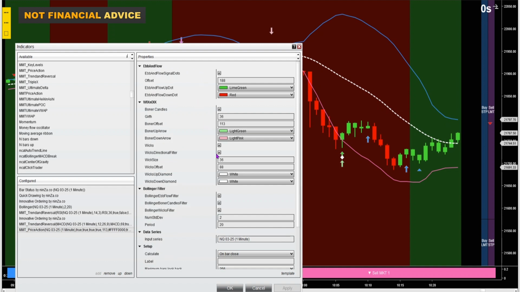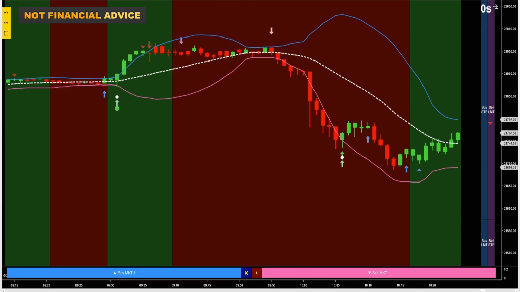For the price action, got the ebb and flow on, got the boner candles on, got the wicks on, directional filter is on for the wicks. All 3 Bollinger filters are turned on. Standard deviation 2, period of 20, same as my Bollinger Bands on the chart. Those are the settings. Just wanted to share yet another possible way that you can use these indicators in combination.